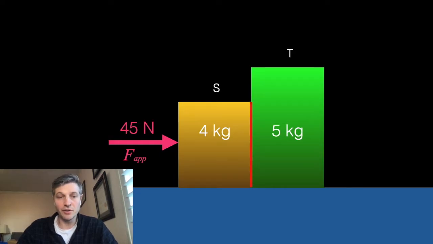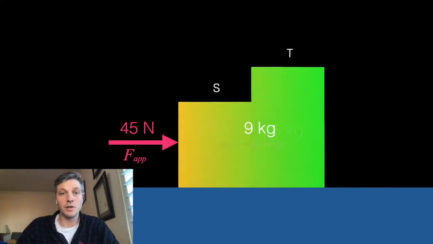So between blocks S and T, an interaction is going on. S is pushing on T as a result of the applied force, and T is pushing back on S as a reaction force. What we want to do in this question is determine the magnitude of the action-reaction force pair at that point. Diagrammatically, you can see S is pushing on T and T is pushing back on S. So what we're going to do is imagine these blocks as a single system.